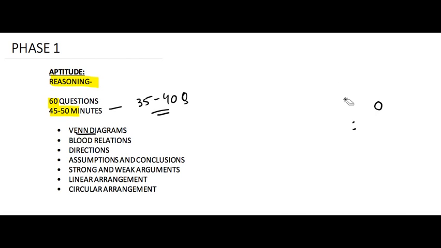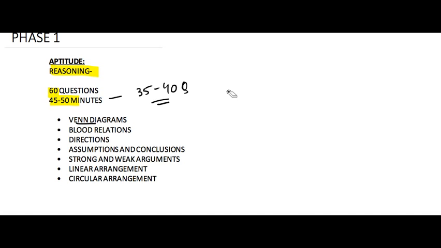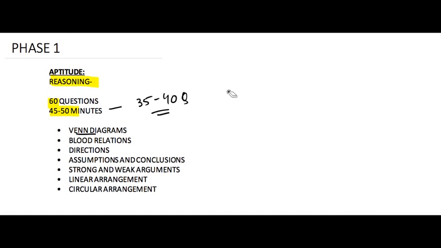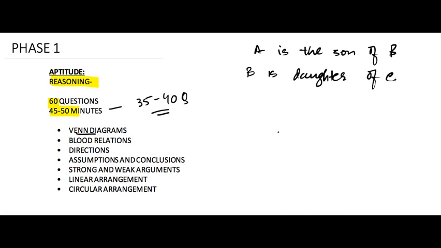Similarly, the other important area is blood relations. Let's talk about blood relations. Let's take a very small example. A is the son of B and B is daughter of C. How we depict this is like this: A is the son of B, so A comes below B in the chain of blood relations, and B is again daughter of C, so B comes below C.